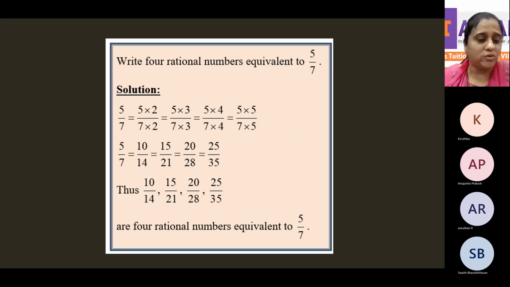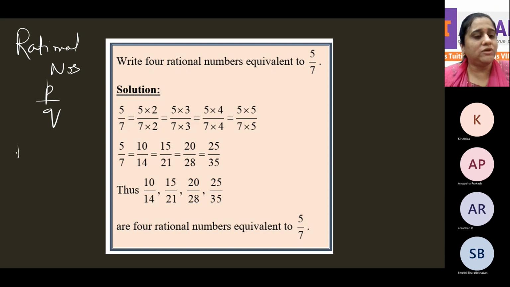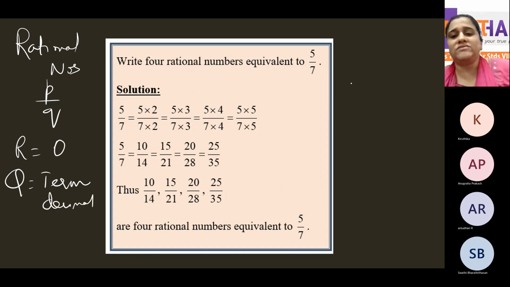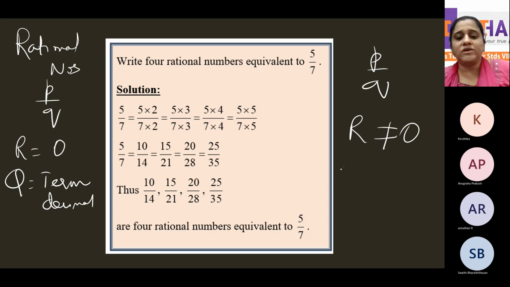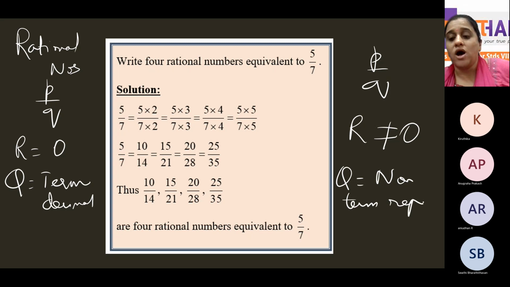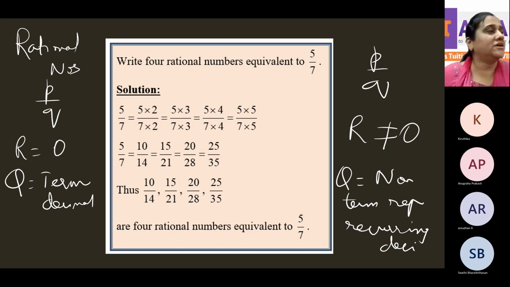Okay, let me just write what I told you. We were talking about rational numbers. Rational numbers have a P by Q form. When you divide P by Q, the remainder can be 0. If the remainder is 0, then the quotient will be a terminating decimal. Otherwise, when you divide P by Q, the remainder is not 0, and the quotient will be a non-terminating but repeating or recurring decimal. Repeating or recurring, both are the same.